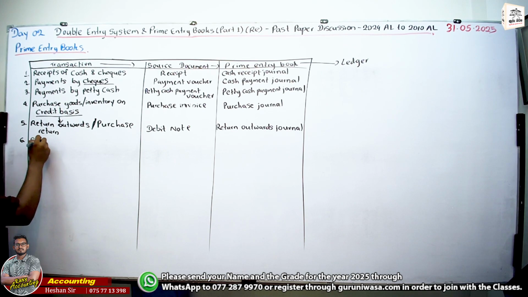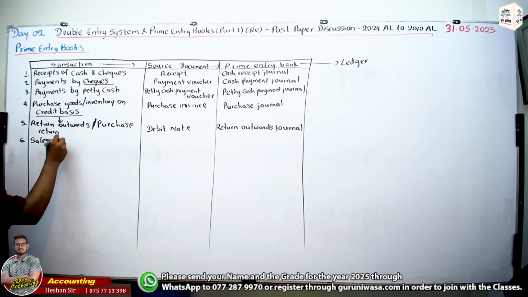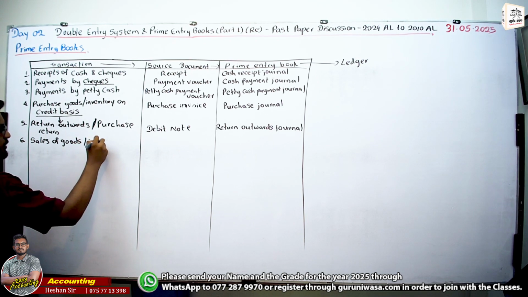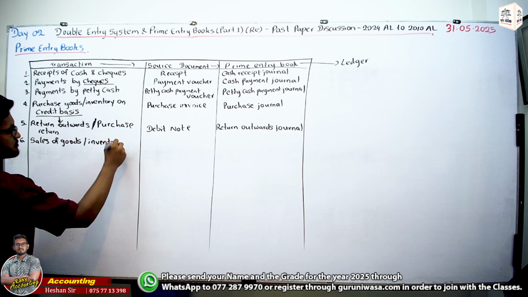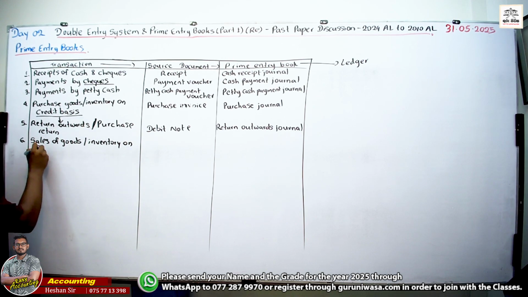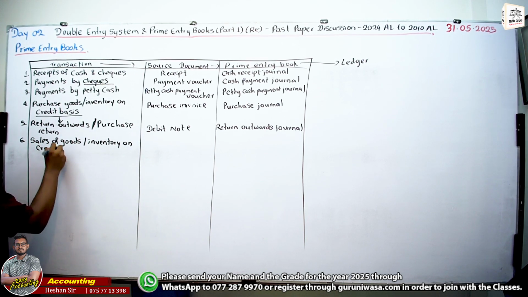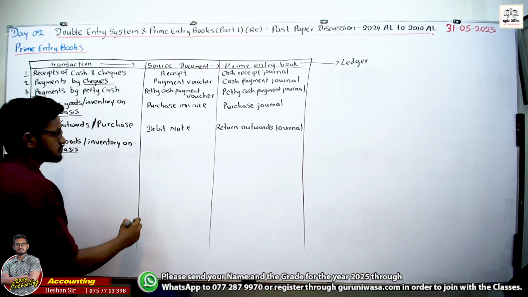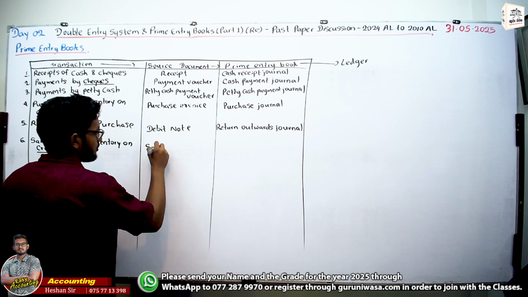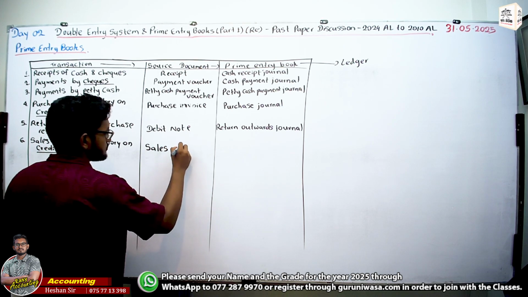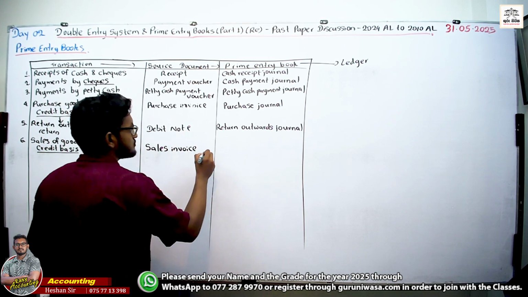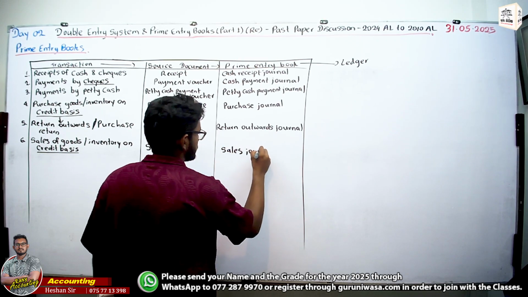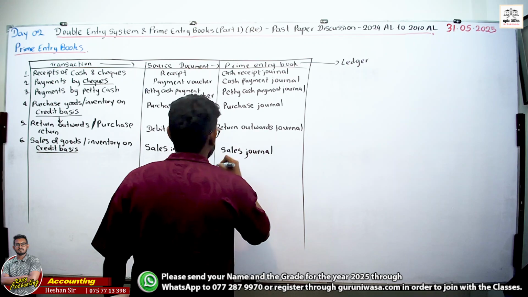sale of goods or inventory on credit basis, sales invoice, sales journal, right?